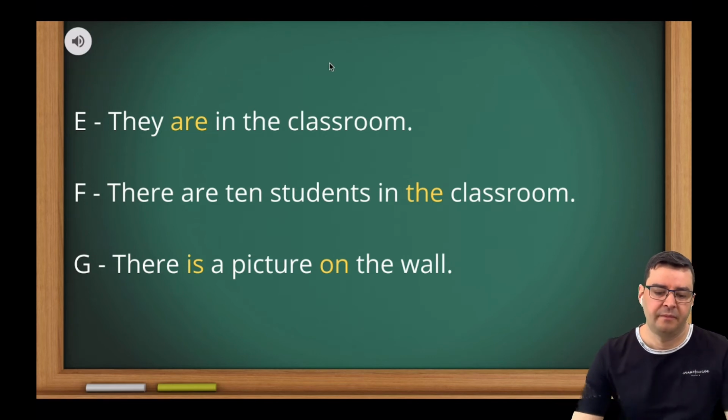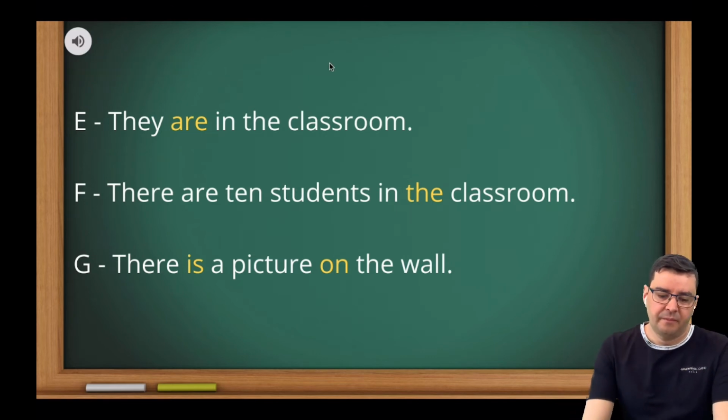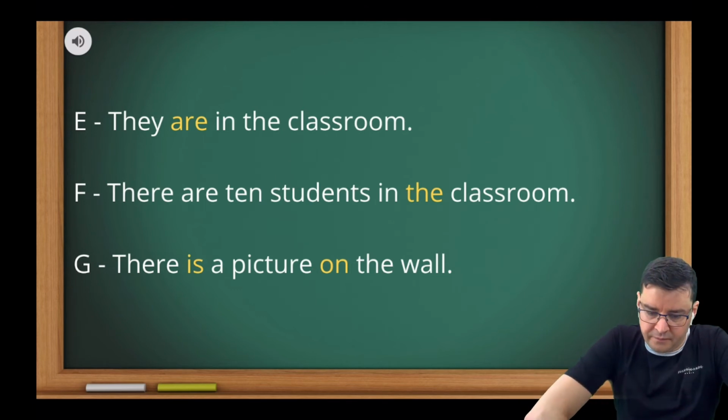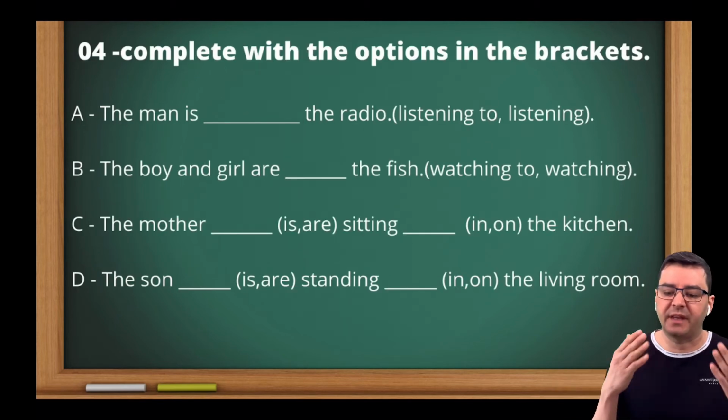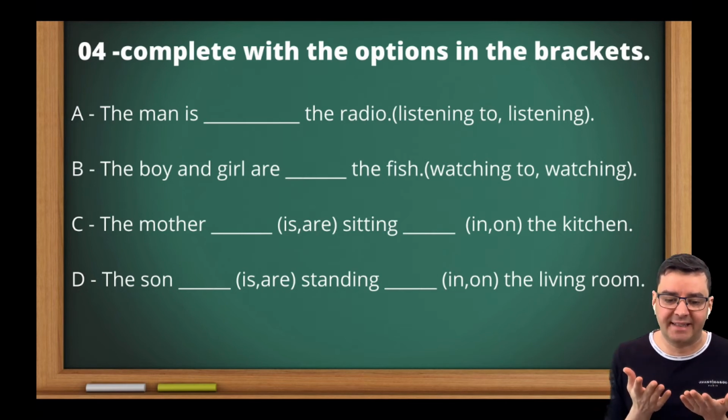E, they are in the classroom. F, there are 10 students in the classroom. G, there is a picture on the wall. Okay, maravilha. Now, number 4, complete with the options in the brackets.